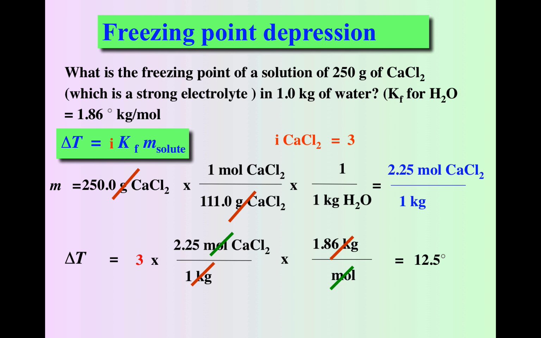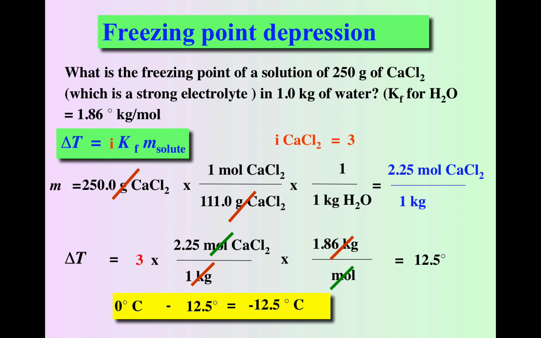So water usually freezes at 0 degrees Celsius. So if you use calcium chloride on your sidewalk, which is what road salt is, you're getting a threefold colligative effect, or at least a calculated threefold effect, and water freezes at a much lower temperature now: minus 12.5 degrees Celsius as opposed to 0. So that's how you deal with Van't Hoff factors.